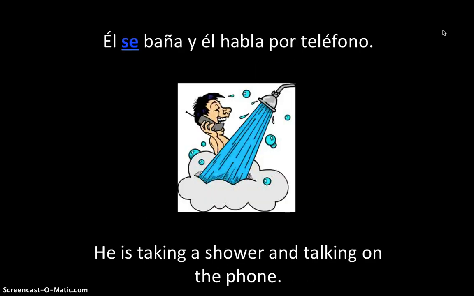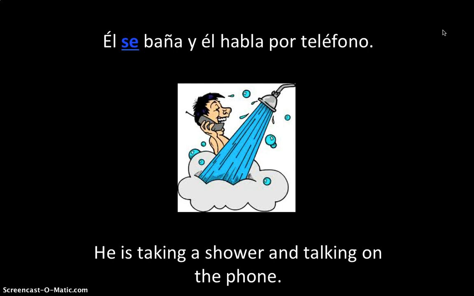Okay, and then finally, this one's important because it has an example of reflexive and not reflexive. Él se baña y él habla por teléfono. So he is taking a shower. Again, notice the translation. He is taking a shower. You don't look up the verb to take and then say a shower. Although that is possible with this verb. Side note. But él se baña. He bathes or washes or showers himself.